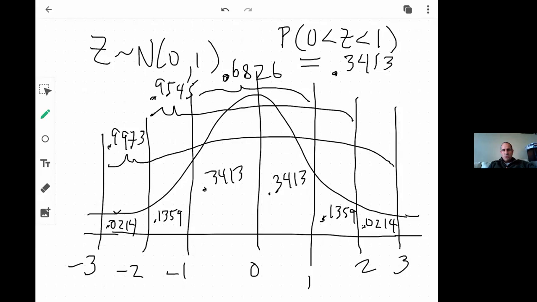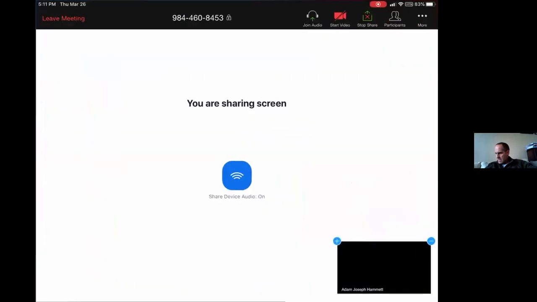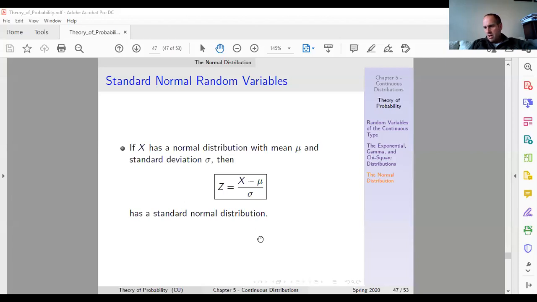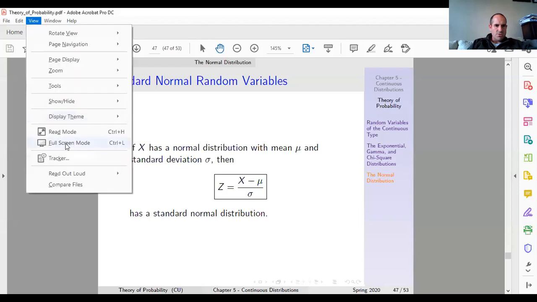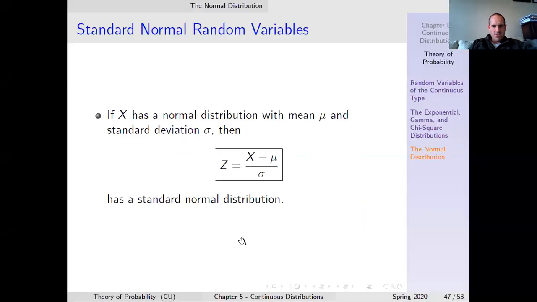Okay, so let's go do a couple of problems here. Stop sharing that. We'll go over here and put this up and try sharing this instead. Okay, what do we have? We know everything we could ever want to know about this. Let's put this to full screen mode and start messing with this.